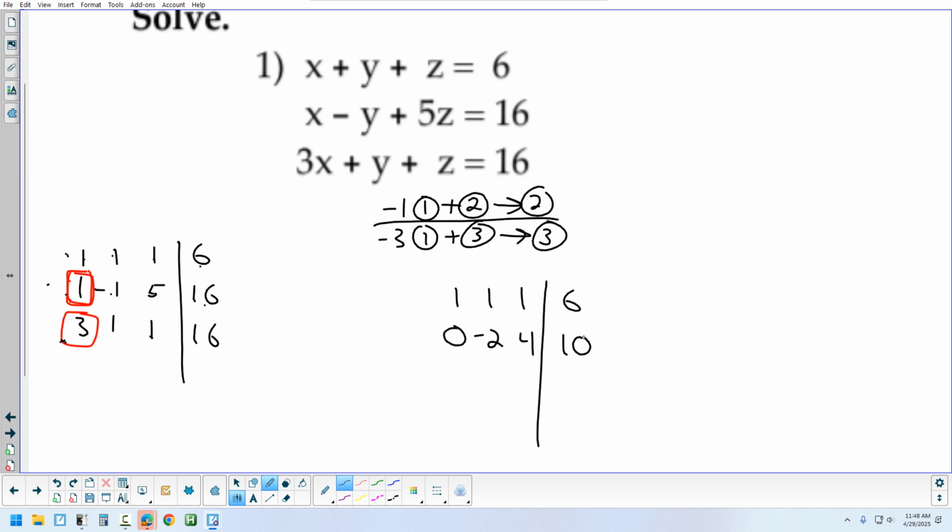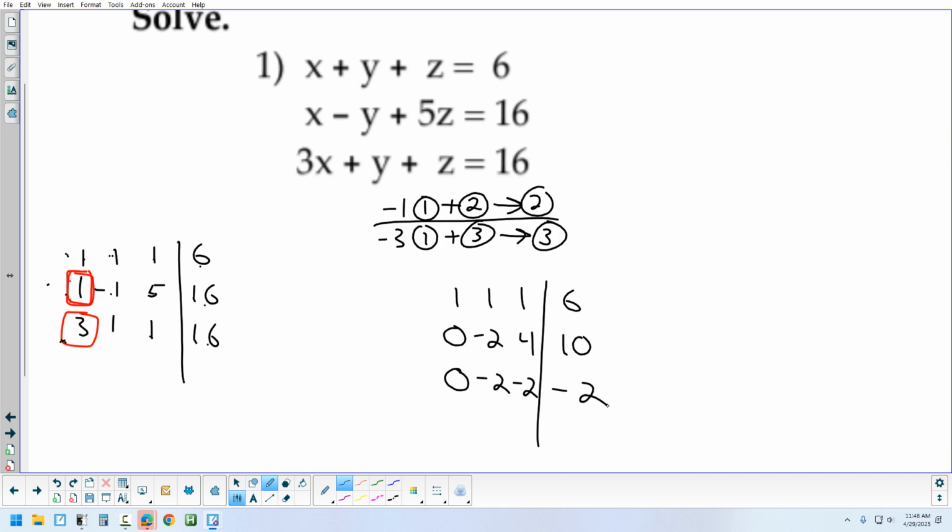So I multiplied everything by negative 1 and added it to row 2. Now, multiply everything by negative 3 and add it to row 3. What's 1 times negative 3? -3. Plus 3? 0. 1 times negative 3? -3. Plus 1? -2. 1 times negative 3? -3. Plus 1. -2. Same thing. A lot of repetitive ones on this one. What's 6 times negative 3? -18. Plus 16. -2.